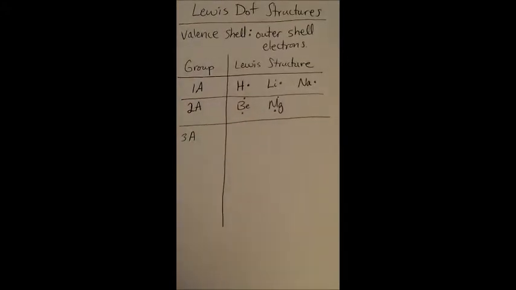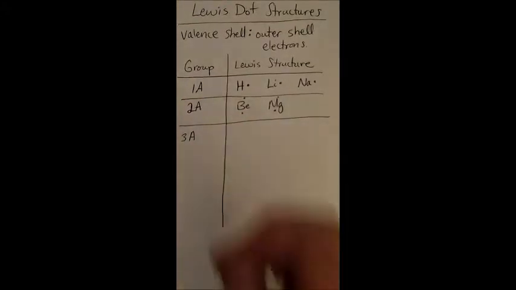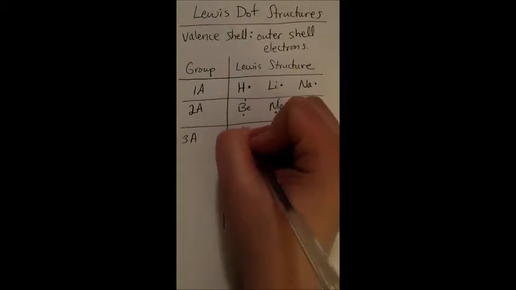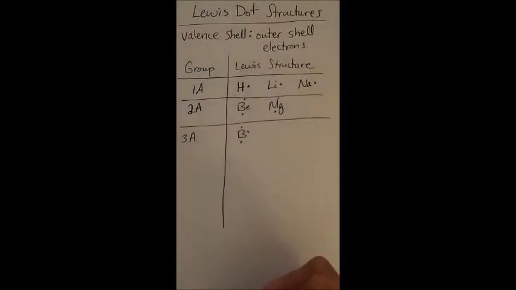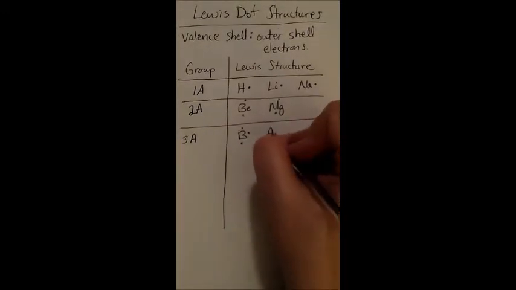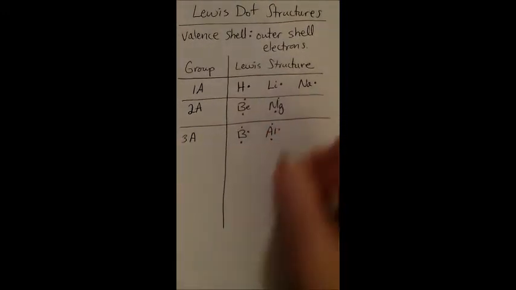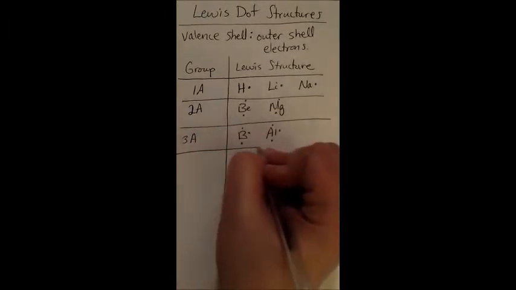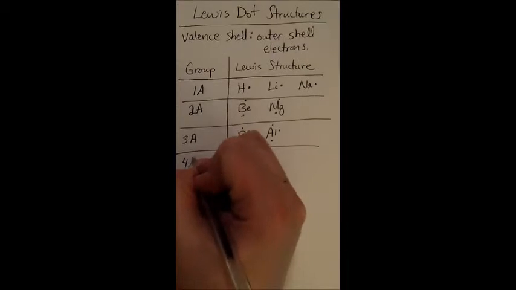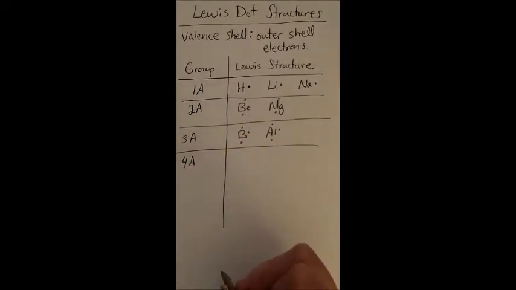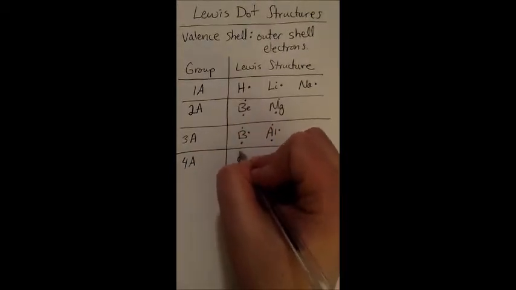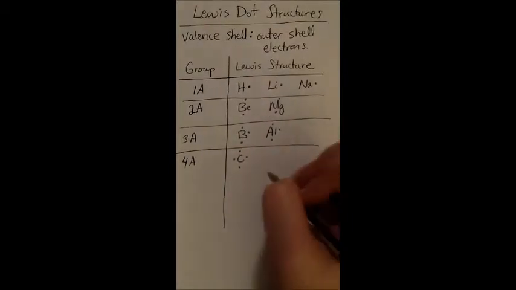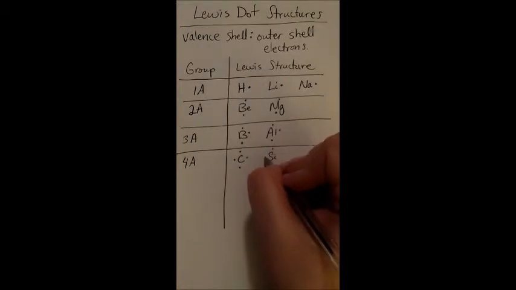3A actually skips some distance, and when we do that, we find boron with 3 electrons in its outer shell, and aluminum with 3 electrons in its outer shell. This, of course, goes down the entire group, the entire column. Moving along, we have group 4A, and there we have carbon with 4 electrons, and silicon with 4 electrons.